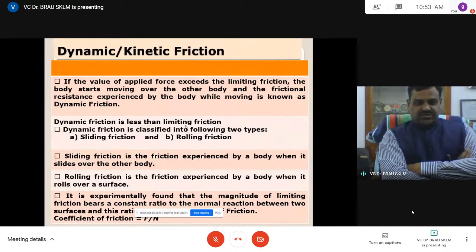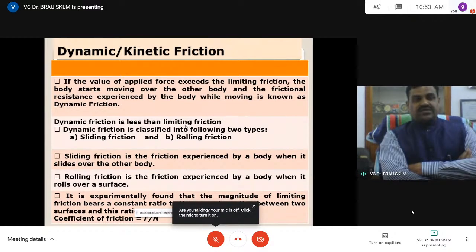Here, with the sliding motion and the rolling, that is sliding friction and rolling friction, when the applied force exceeds the limiting friction, the body starts moving over the other body. The frictional resistance experienced by the body while moving is known as dynamic friction. Because it is a dynamic condition, not a static condition. The body is already in a dynamic state.